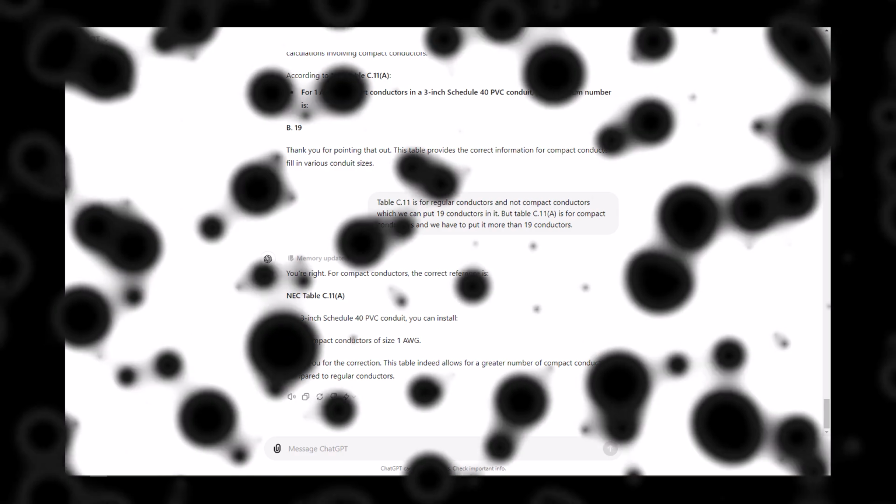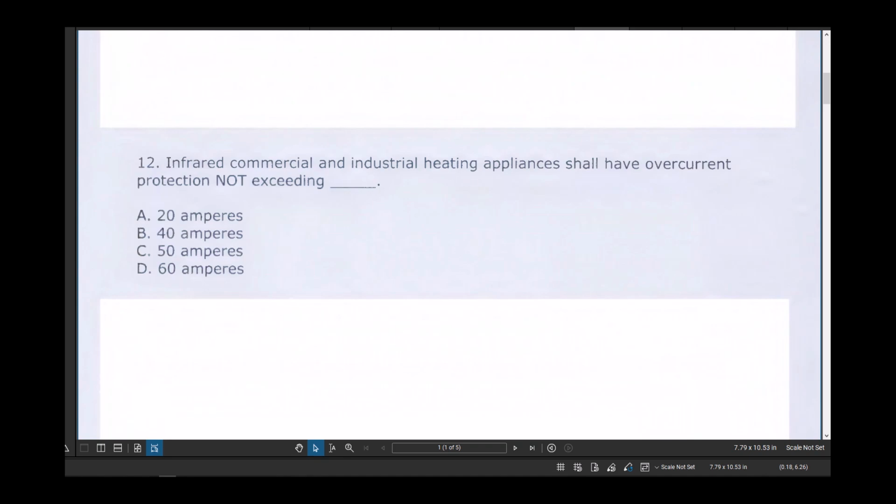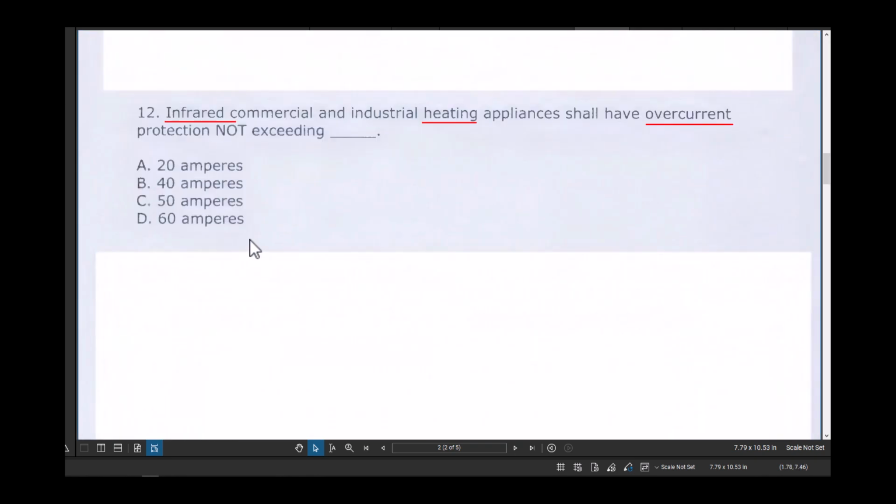Question 12. Infrared commercial and industrial heating appliances shall have overcurrent protection not exceeding: A. 20 amps, B. 40 amps, C. 50 amps, D. 60 amps. If we find the keywords, we can say infrared, heating, and we're looking for overcurrent. If we highlight what we said, these are three options we should take a look.